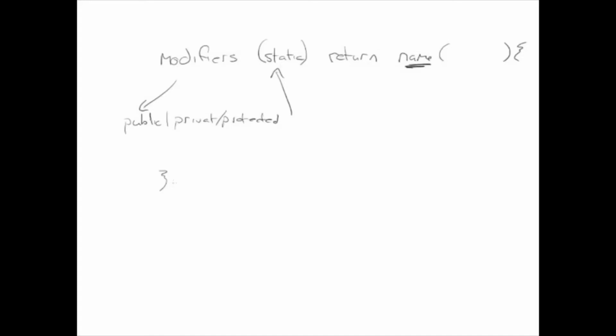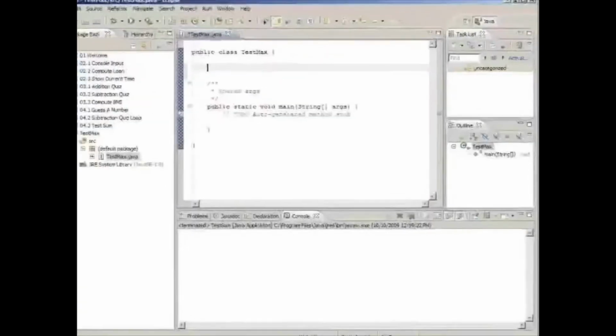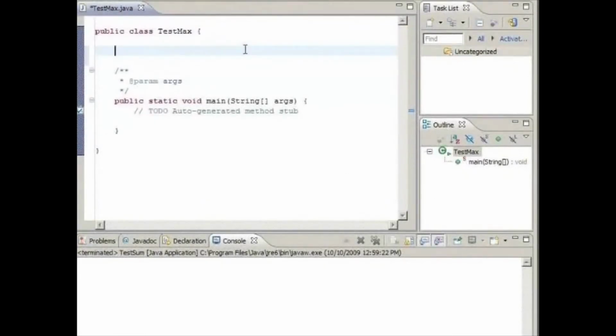Now, the important thing from this is that the combination of the modifiers, the name, the return type, and the parameters, this is known as the method signature. Okay, so that's how we identify a method. So back over into our program now, let's define our max method.